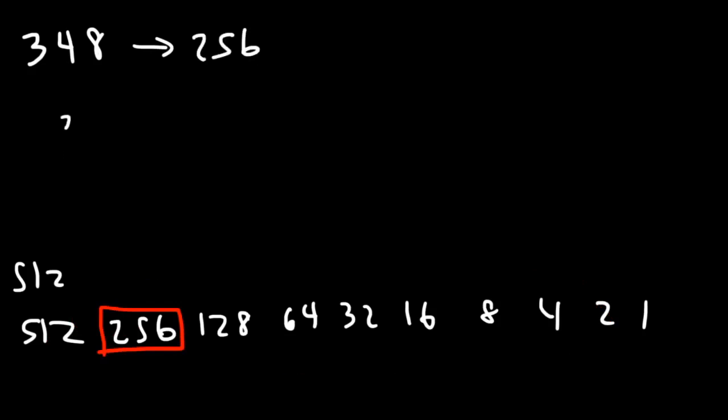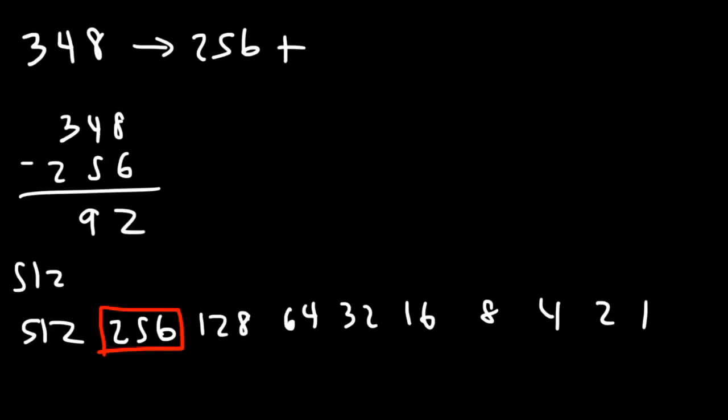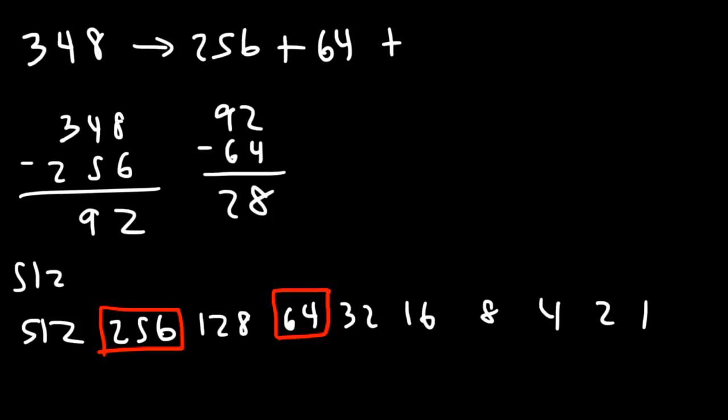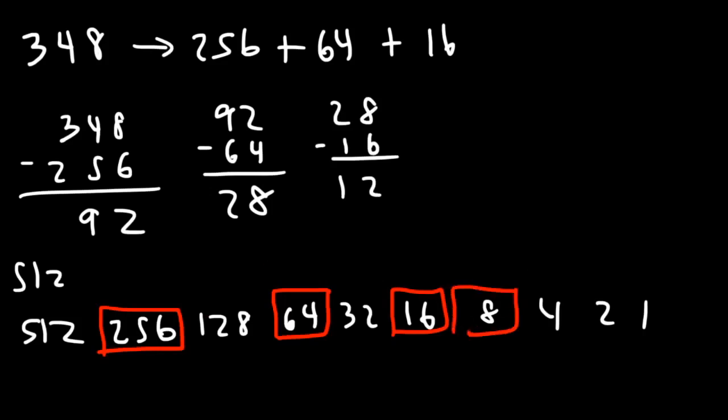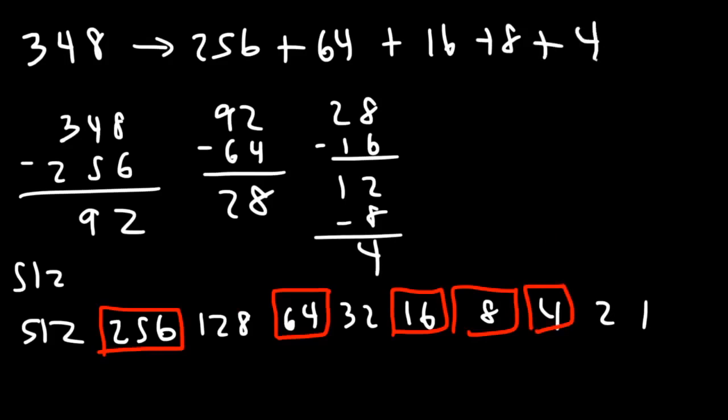Now, if you subtract 348 by 256, this will give you 92. Now, the highest number that is less than 92 at this point is 64. Now, if we do 92 minus 64, that's going to give us 28. The highest number under 28 is 16. So now let's subtract 28 by 16. That will give us 12. So we can use an 8. 12 minus 8 is 4. And then we'll stop at 4. So notice that if you add 256 plus 64 plus 16 plus 8 plus 4, it will give you 348.